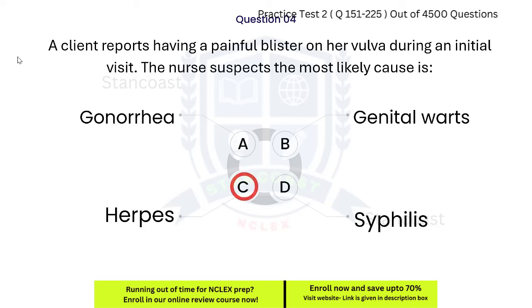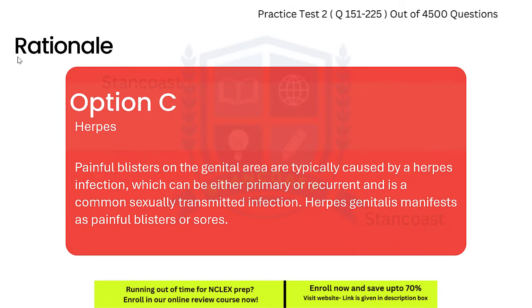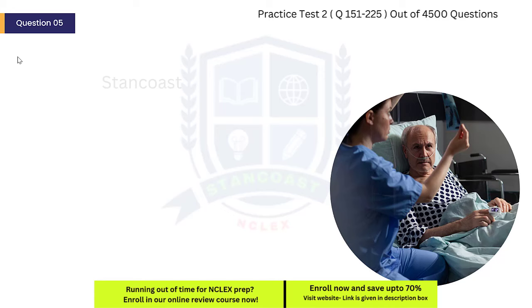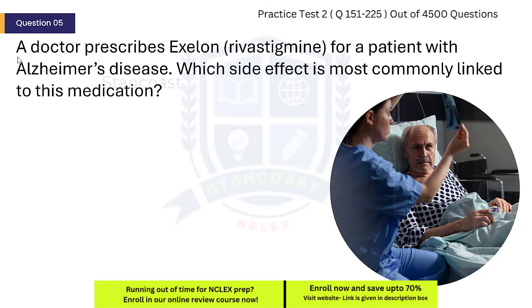Herpes. Painful blisters on the genital area are typically caused by a herpes infection, which can be either primary or recurrent and is a common sexually transmitted infection. Herpes genitalis manifests as painful blisters or sores. Next question. A doctor prescribes Exelon, also known as rivastigmine, for a patient with Alzheimer's disease.